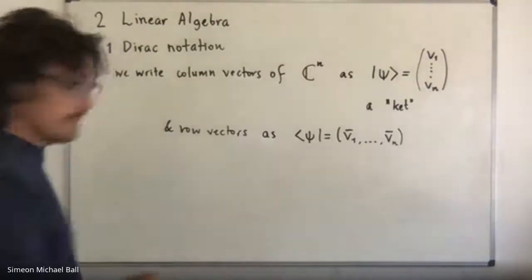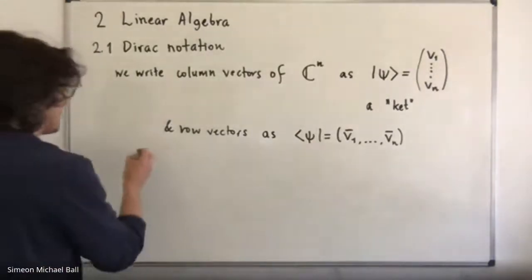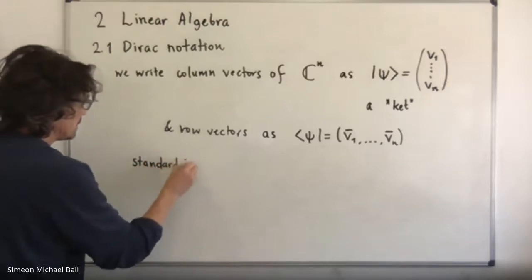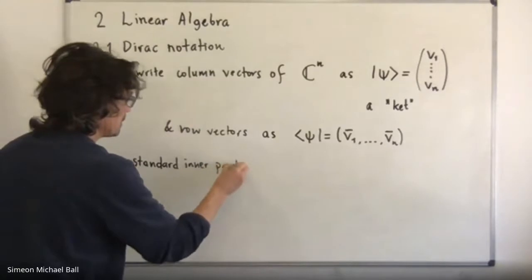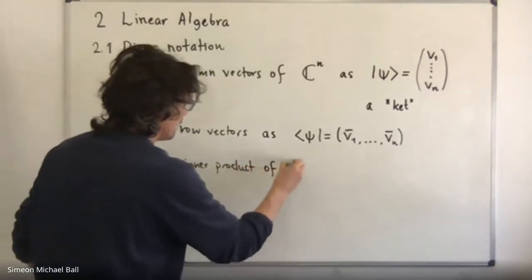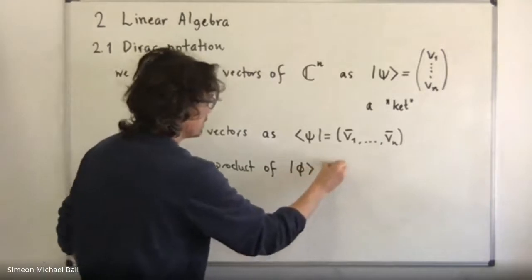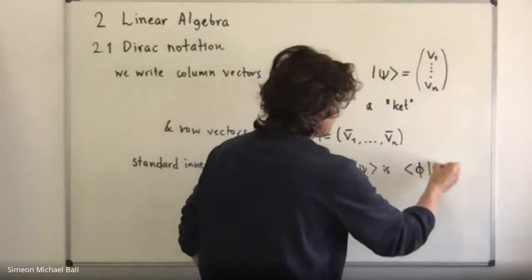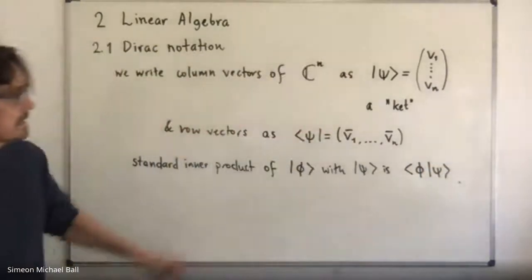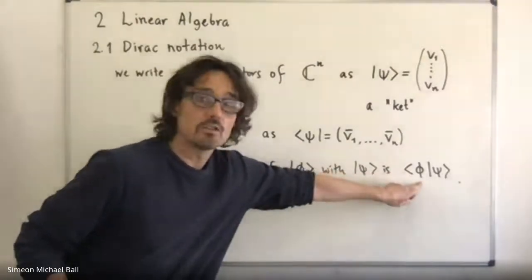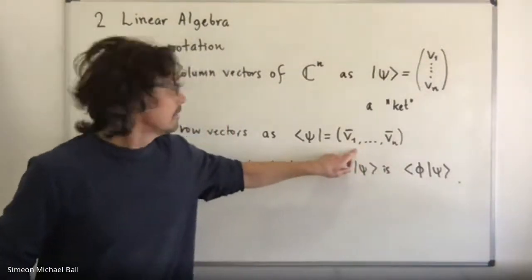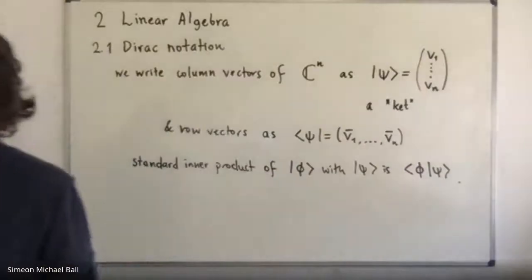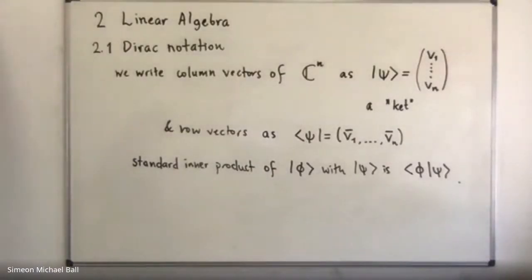And this is a very convenient notation for the standard inner product. The standard inner product of, let's say, phi with psi is simply the bra ket. Naturally, in this notation we've already done the complex conjugate of the elements in the row vector, so this is just row vector times column vector. So we just get the standard inner product on our complex space.